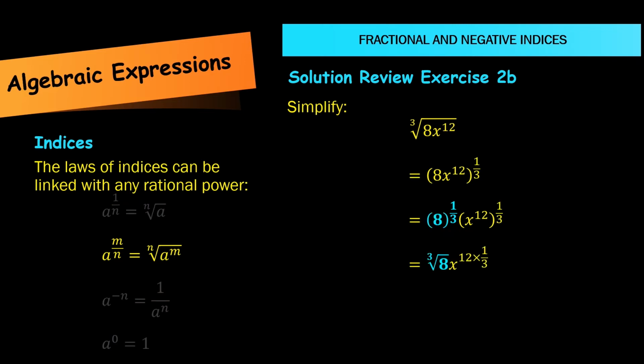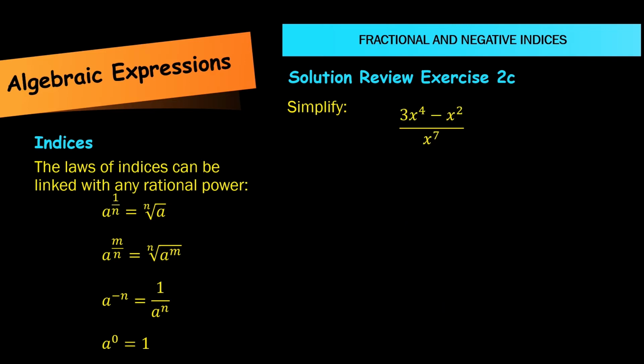to give us cube root of 8 times x to the power 12 times 1/3. And of course, cube root of 8 is 2, and x to the power 12 times 1/3, we simply, of course, multiply 12 by 1/3 to give us 4, as shown. And so our solution is 2x to the power 4.